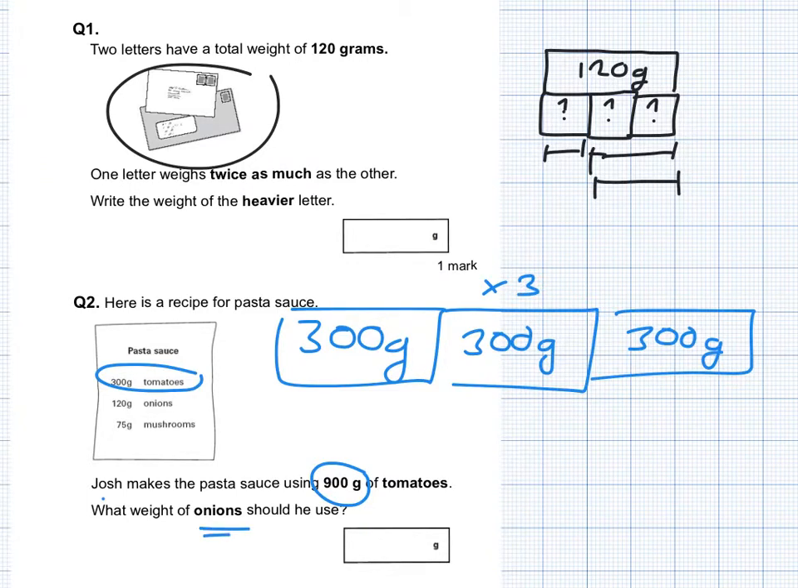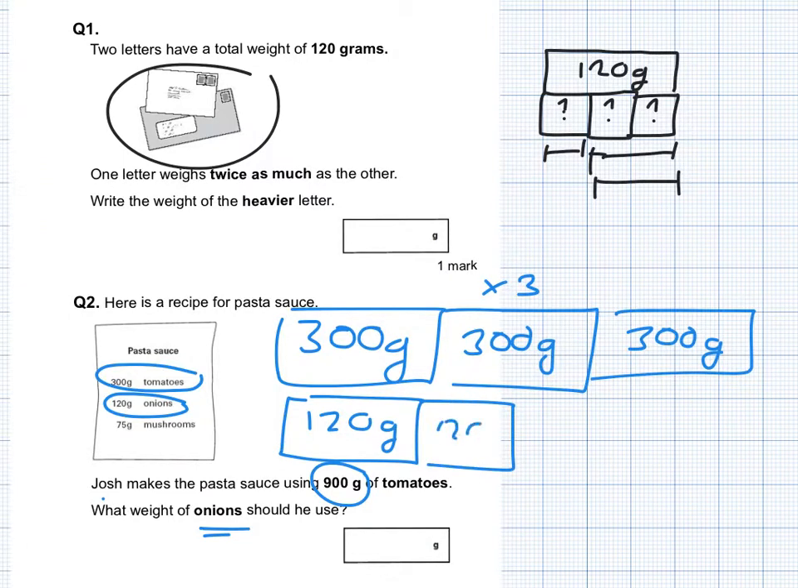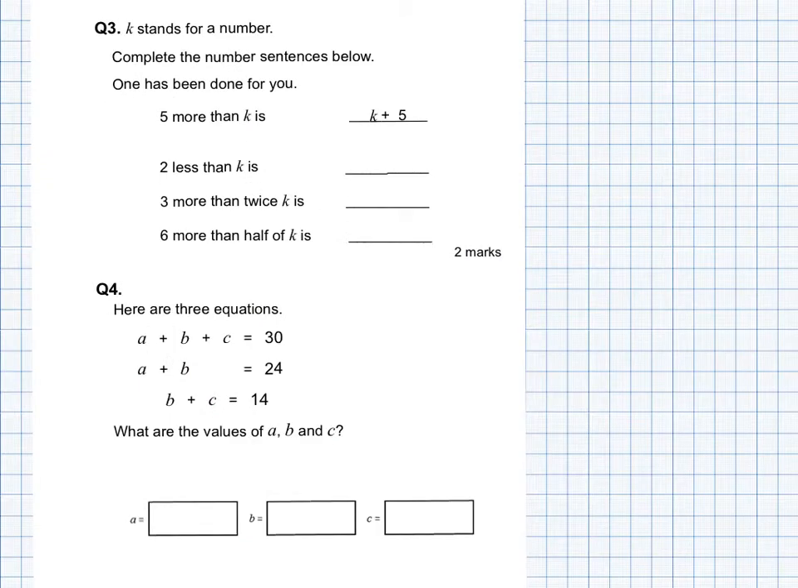So what weight of onion should he use? Well, he's going to do the same thing to his onions, otherwise he's going to have a more tomatoey sauce than an oniony sauce. So he needs to have 1, 2, 3 lots of onions as well. Right, on to the next one.